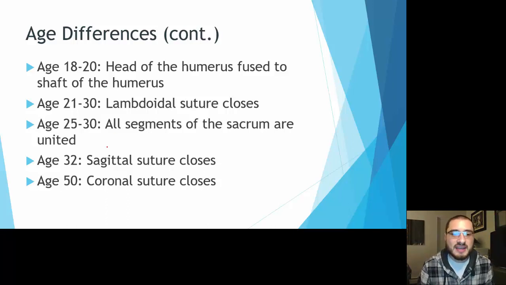So we might not be able to say that the person is exactly 36 years old, but we could say they're probably older than 32, younger than 50. If they're all closed, then we know that this individual is older than 50. Do I know if they're 55, 60, 65, 70? I don't know that, but I do know they're older than 50. So we can't really pinpoint, hey, this individual is this exact age, but we can tell, hey, this person is older than 50, younger than 50.